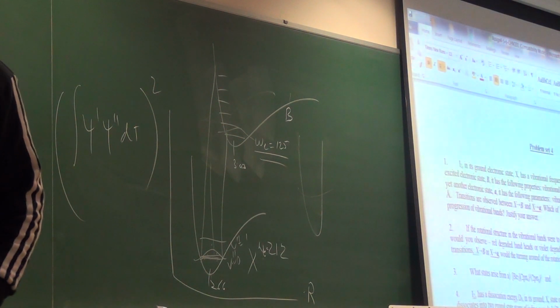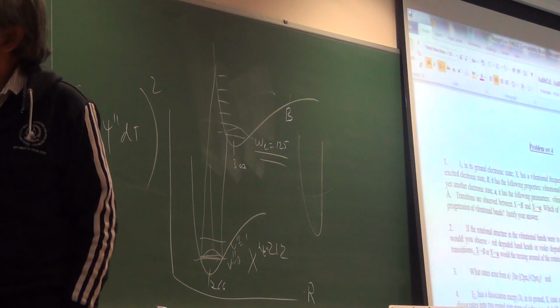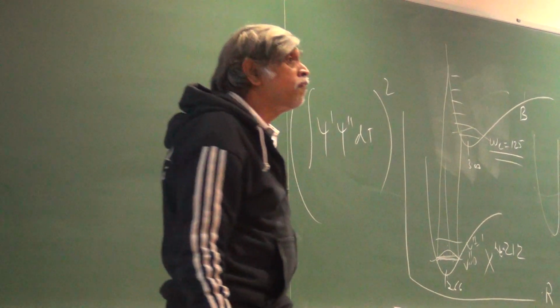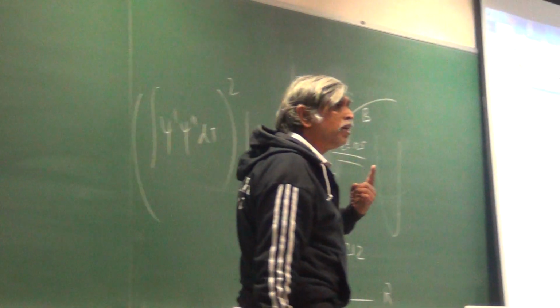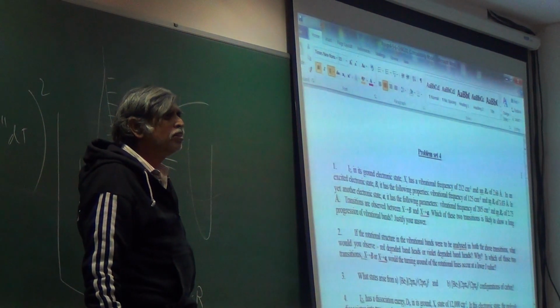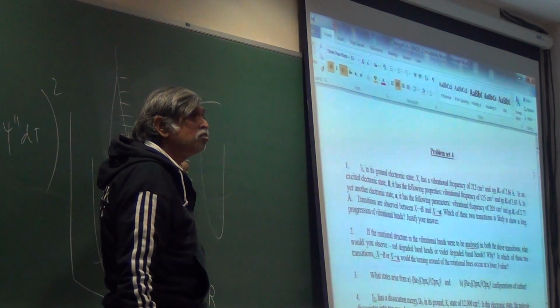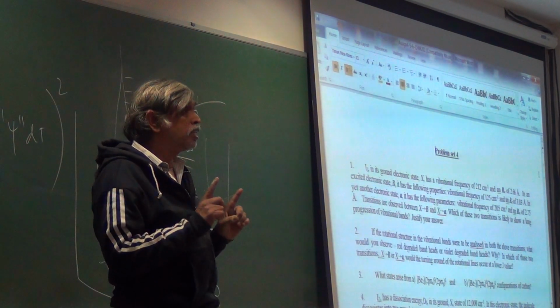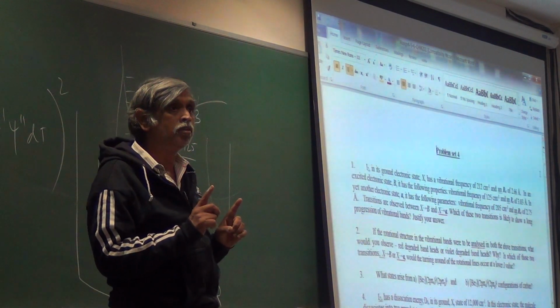In another electronic state, little a, it has the following properties. The vibration frequency is 205. What does that mean? 205, this is 212. Very similar. Not very different. At least it's better than this. So what is that telling me? The shapes of the potential are probably very similar.